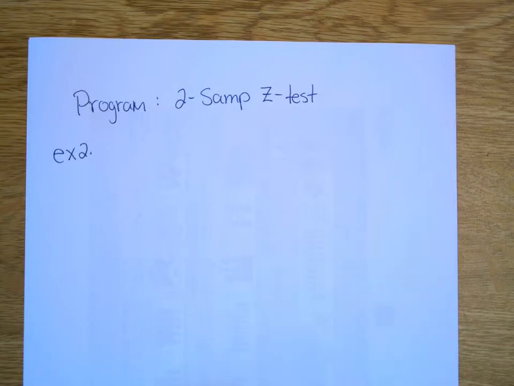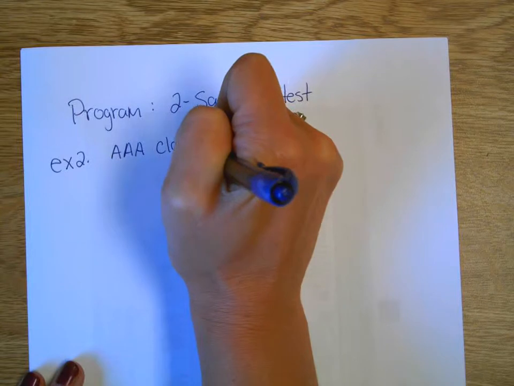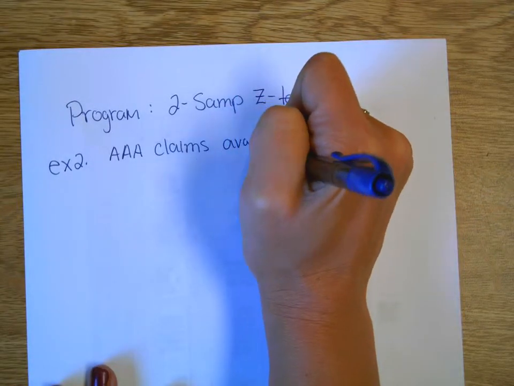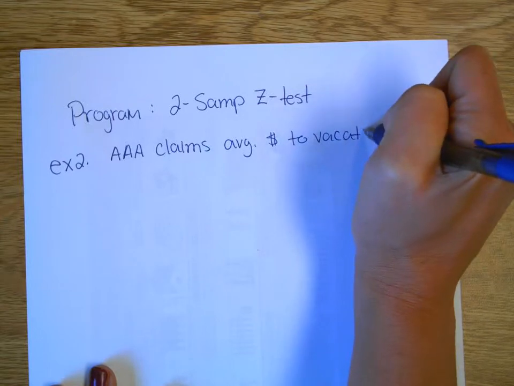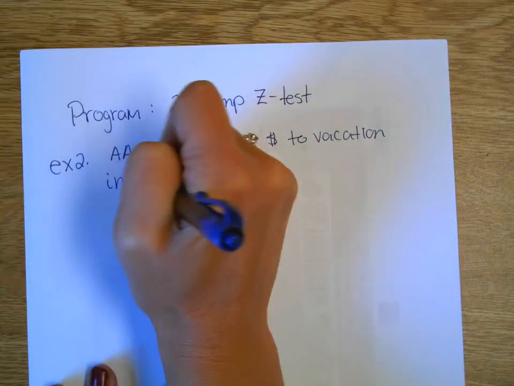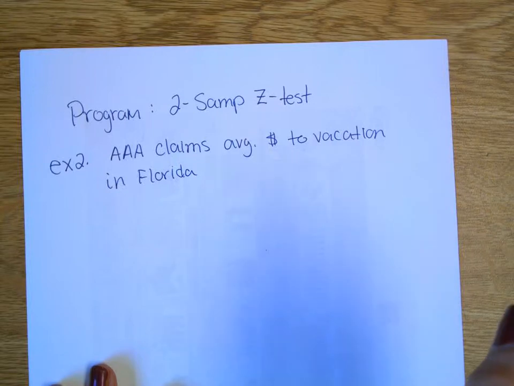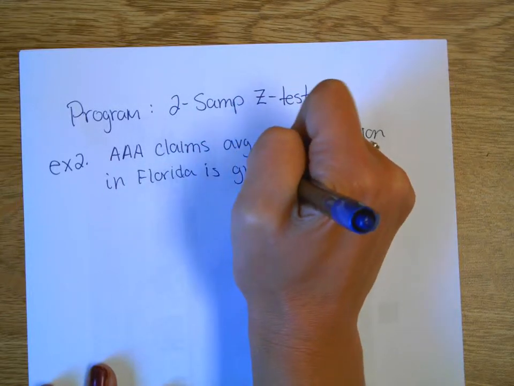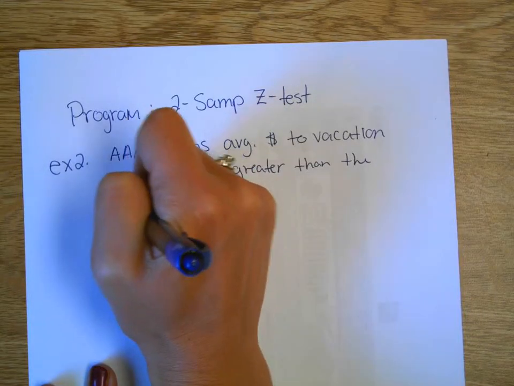So the next example, okay, the AAA, American Automobile Association, claims that the average daily meal and lodging costs while vacationing in Florida is greater than the average cost in Maryland.